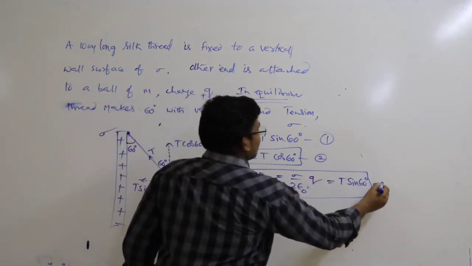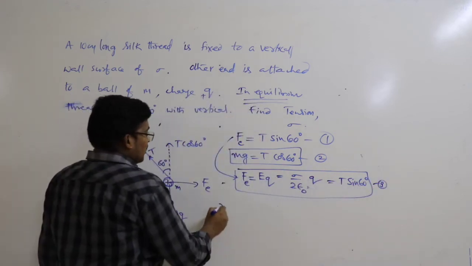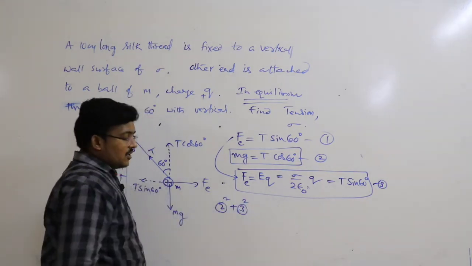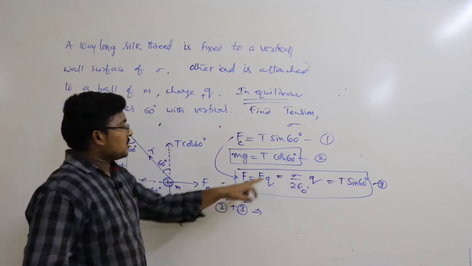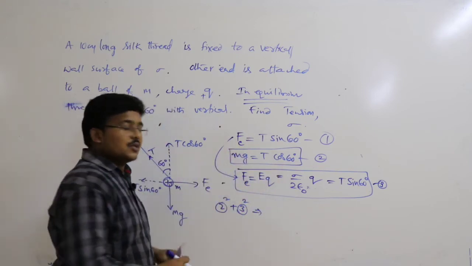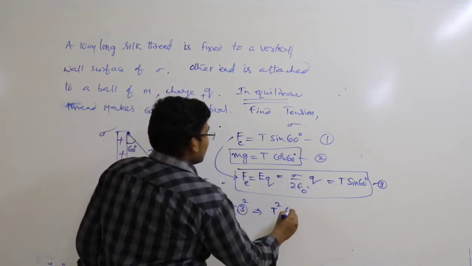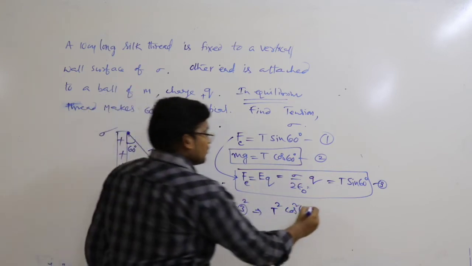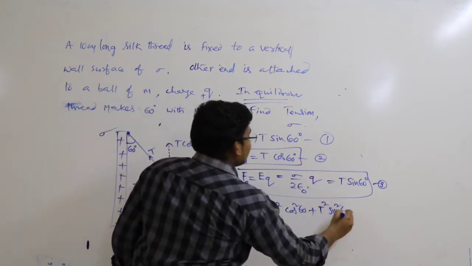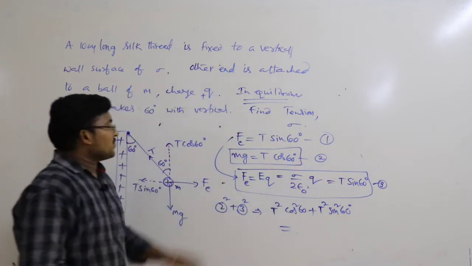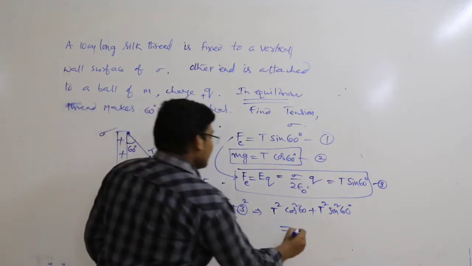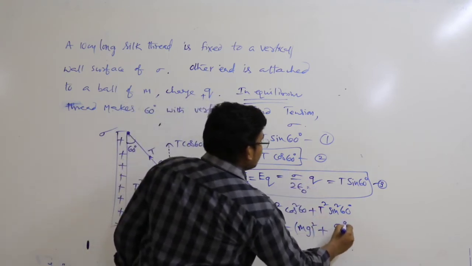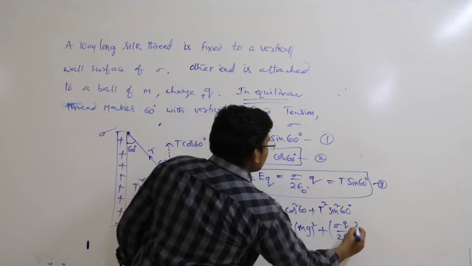Now this is equation 3. You do one thing: equation 2 squared plus equation 3 squared. Equation 2 means T cos 60 squared, that is T squared cos squared 60. On the right-hand sides, this will be T squared sin squared 60 degrees, which is equal to, on the left-hand sides, mg whole squared plus sigma q by 2 epsilon naught whole squared.